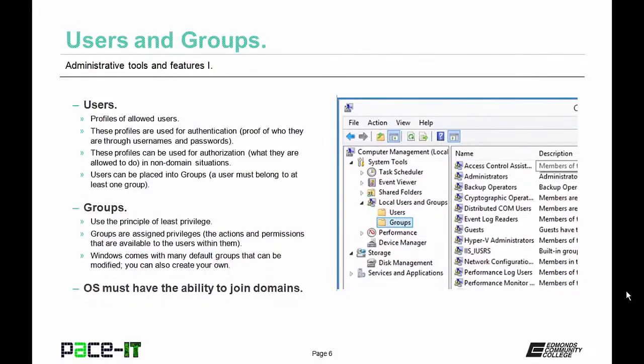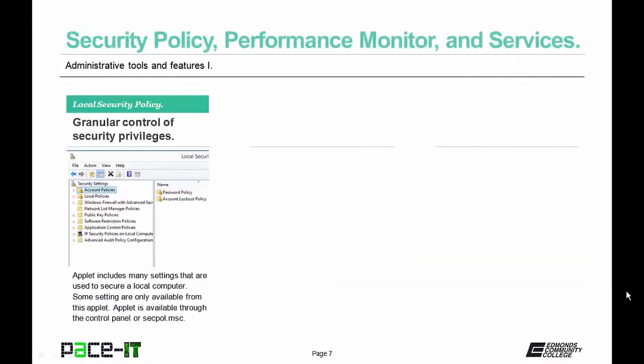Now let's talk about groups. Groups use the concept of least privilege. What that means is that groups are only assigned privileges based on what is necessary to get the job done. No extra privileges are granted. Groups are assigned those privileges by the administrator. Now, Windows does come with many different default groups that can be modified, or you can create your own groups. Now, in order for the users and groups function to be available, the operating system must have the ability to join domains. Now let's move on to Security Policy, Performance Monitor, and Services.